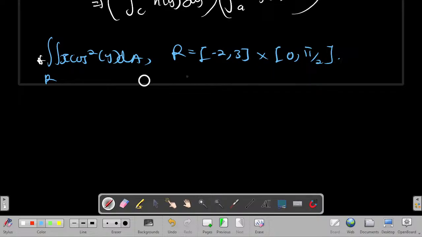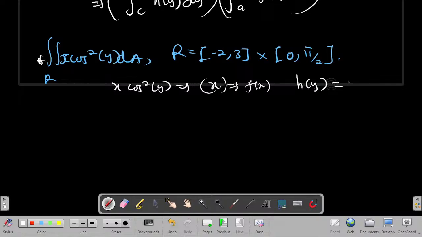Now you can clearly see that this function, x times cos squared y, I can break into two: a function of x, which is f of x equal to x, and a function of y, h of y, which is cos squared y. Therefore, my answer is so simple. I take my x part, the integral of x, and my limit for x is negative 2 to 3, dx.